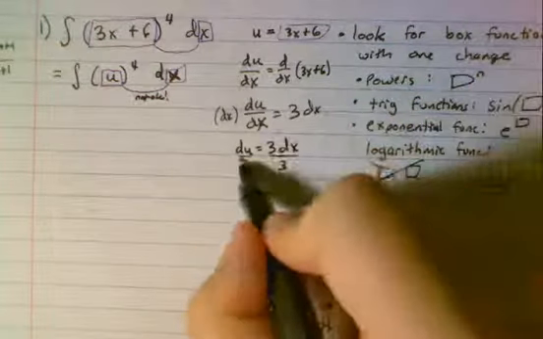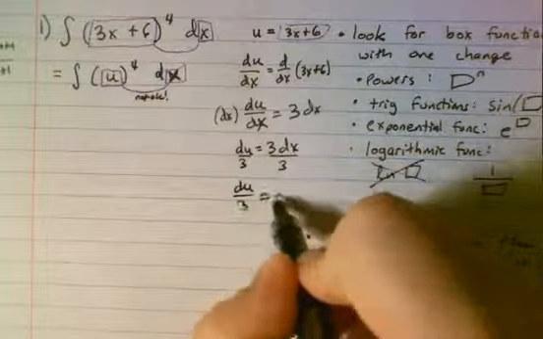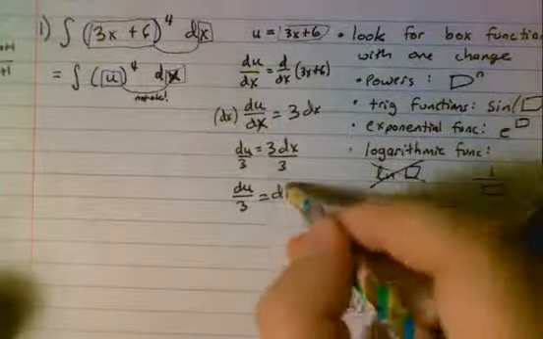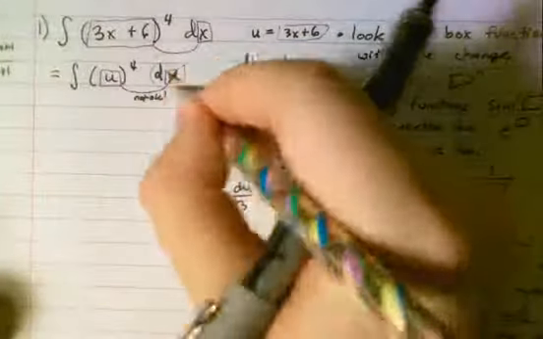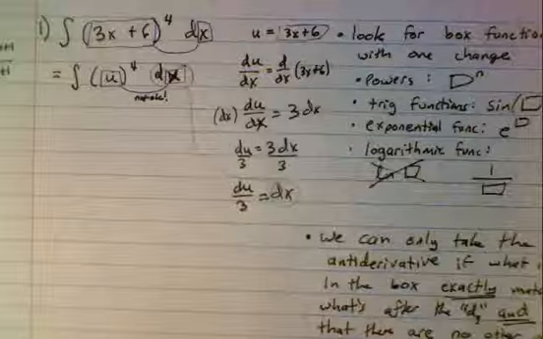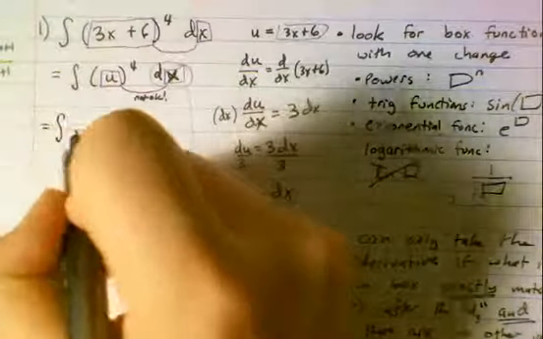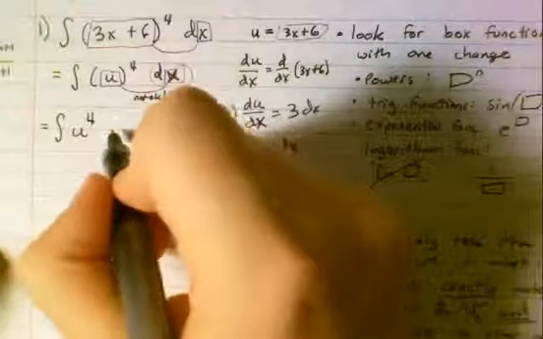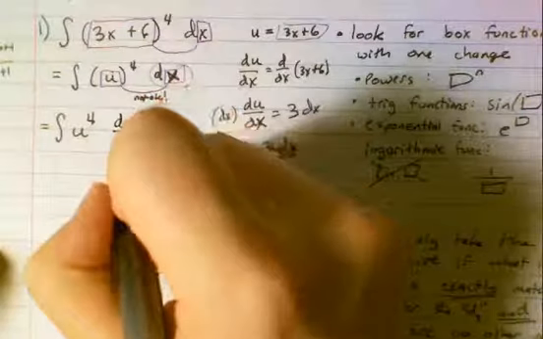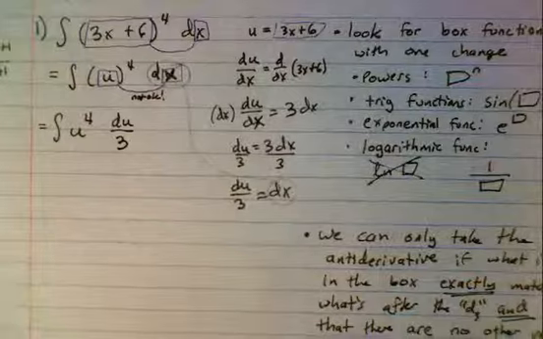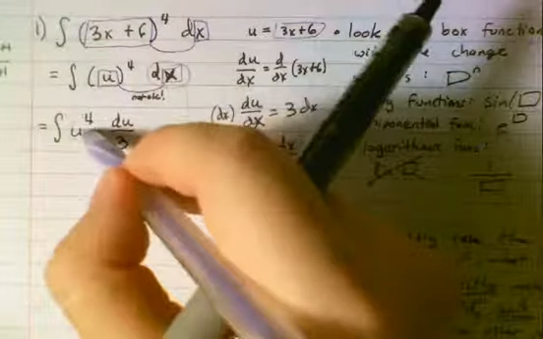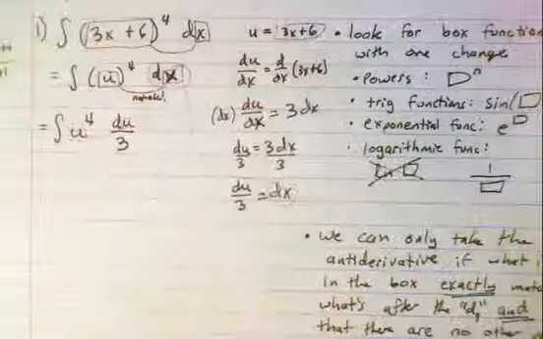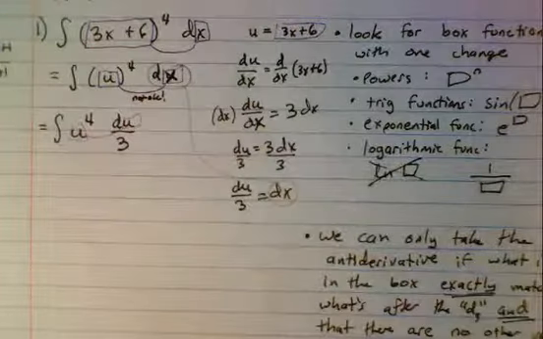And then divide both sides by 3. Because now what I have is this dx here, which can be substituted in for this dx up there. So I'm going to do that. dx equals du over 3. And now I'm in a situation where my box and what's after the d are exactly the same. That's exactly the same variable. And now I'm in a position where I'm allowed to take the antiderivative.